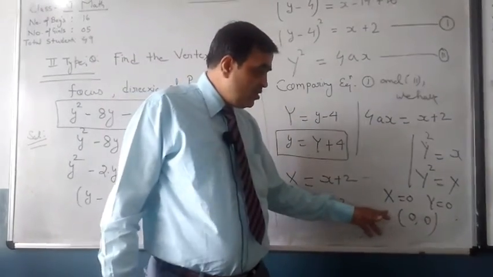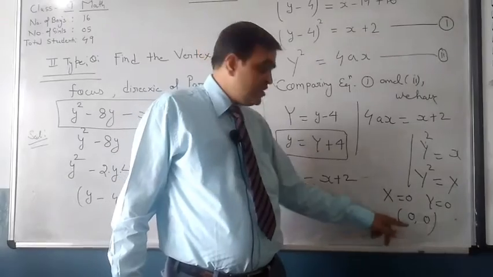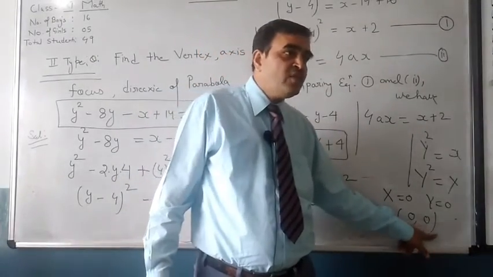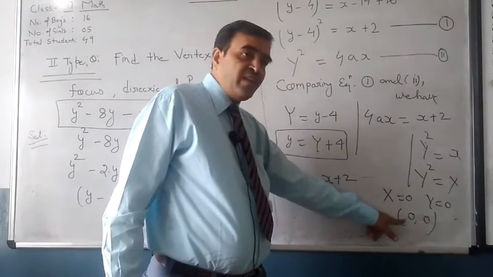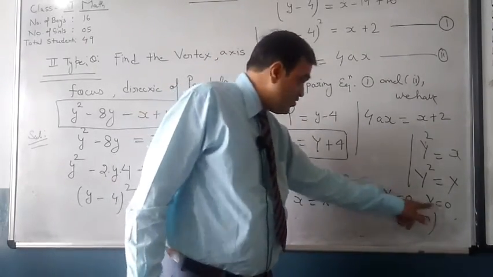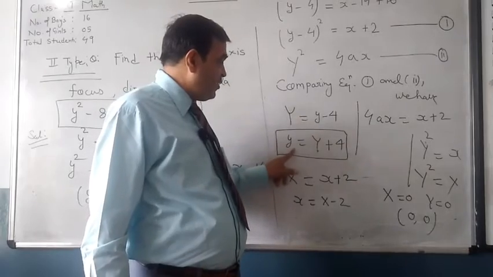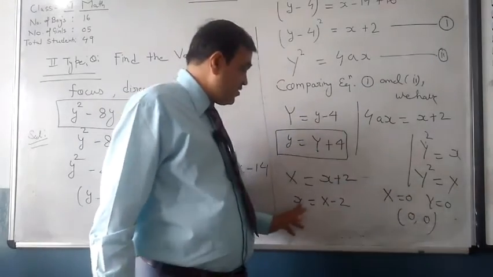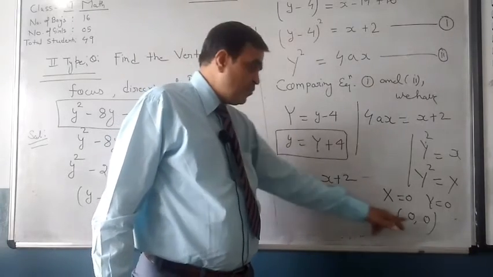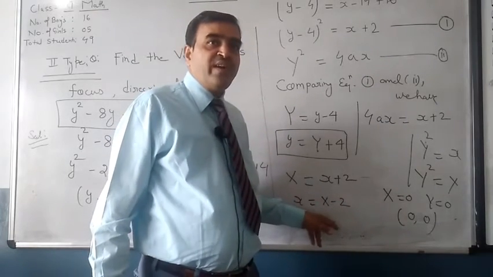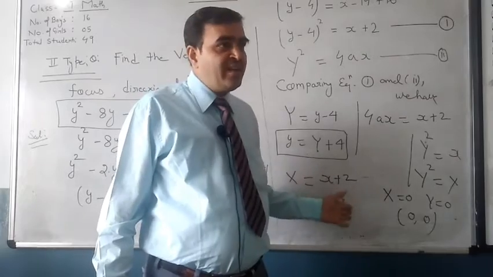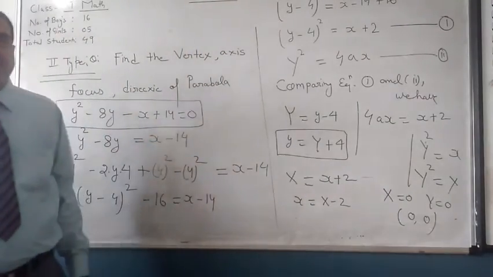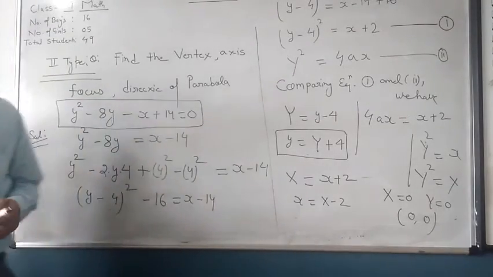And since we know the vertex of the parabola is 0, 0, it means capital X is equals to 0 and capital Y equals to 0. Then y equals to y plus 4, we will put here, and x equals to x minus 2, we will put here. Then we find the new value of x and y. That is the answer of this question. Is it clear?